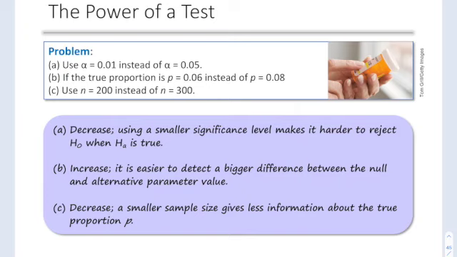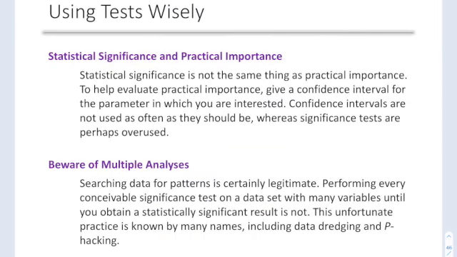If our true proportion is 0.06 instead of 0.08, that would increase the power because the claim was 0.10. Remember, the null hypothesis was p = 0.10. Well, 0.06 is further away from 0.10 than 0.08 is, therefore it would increase the likelihood that we would actually reject the null hypothesis. If we use a smaller sample size of 200 instead of 300, that will actually decrease the power because a smaller sample size is going to give us less information about the true proportion.